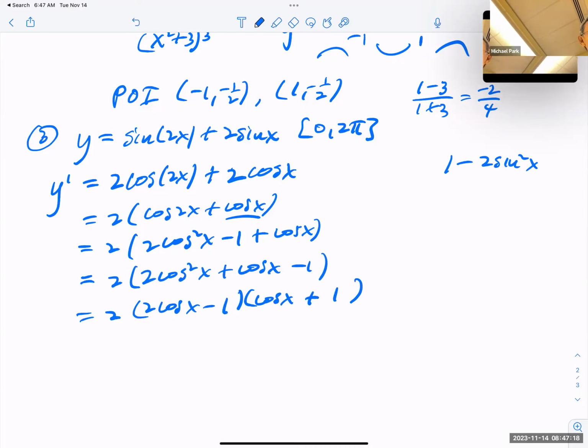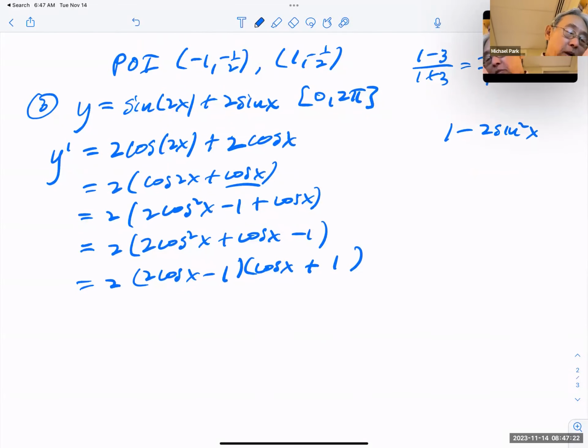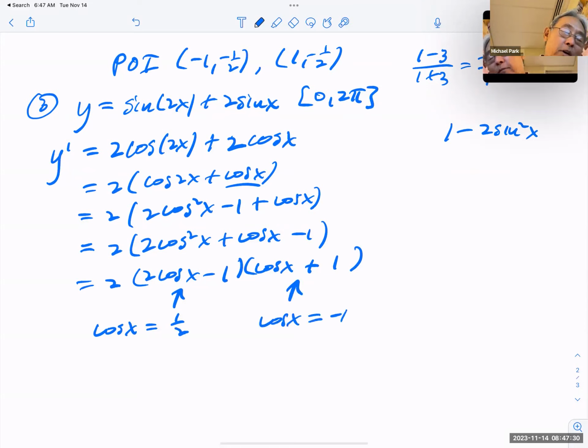Okay, so when will the derivative be equal to 0? Well, for this one, when cosine x equals 1/2, and then for that one, when cosine x equals -1. So when is cosine equal to 1/2? Pi over 3, 5 pi over 3. When is cosine x equal to -1? Well, that would be pi.